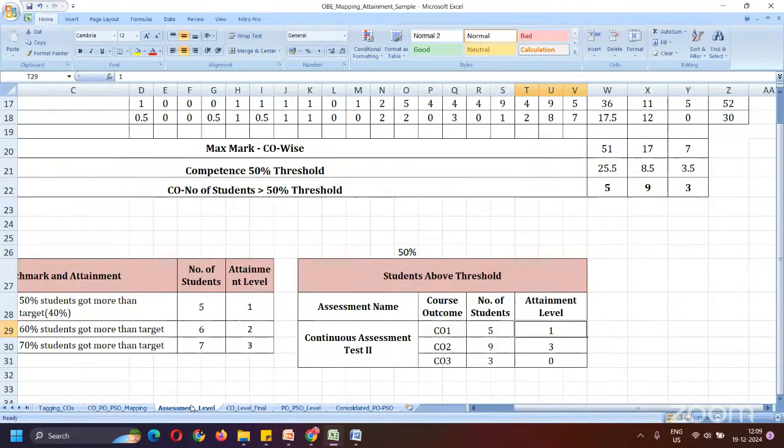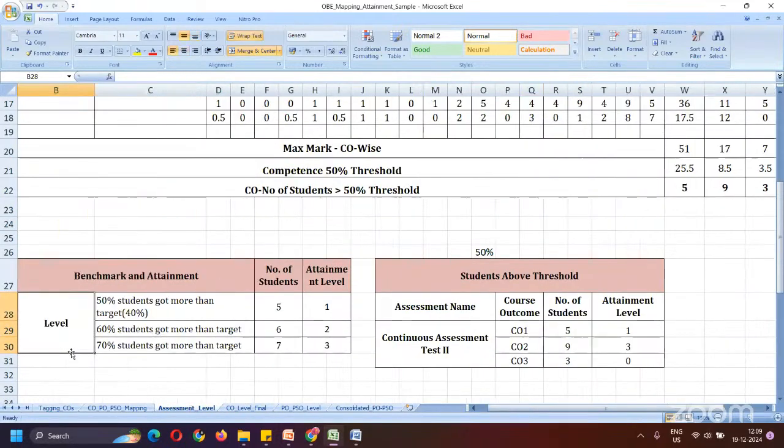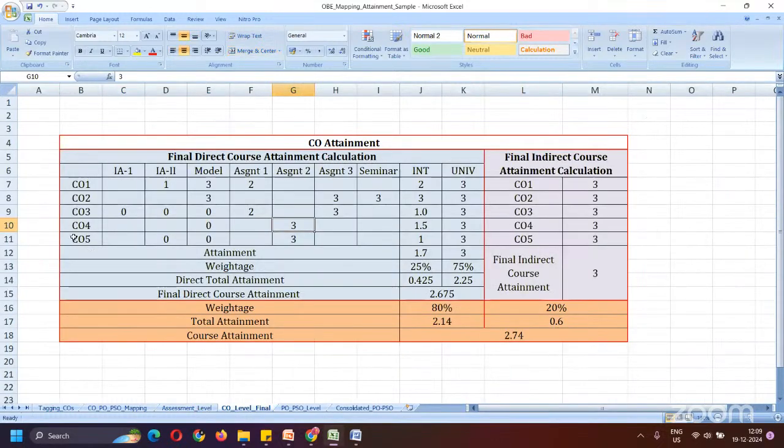So it is based on your benchmark. This is the greatest benchmark I have set: if 70% of my students have secured the 50% mark, then my attainment is 3. Okay, so based on those individual COs, I have consolidated the overall CO attainment.